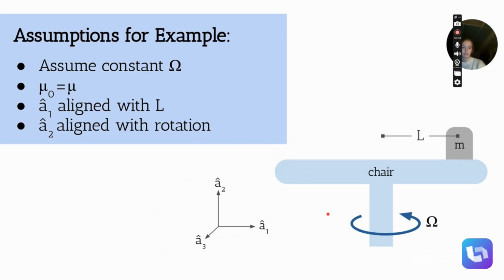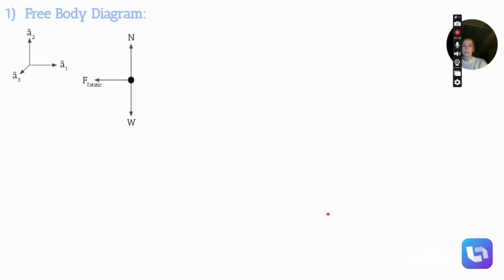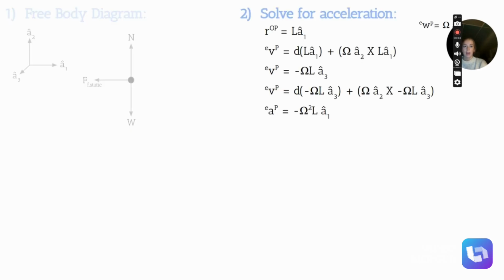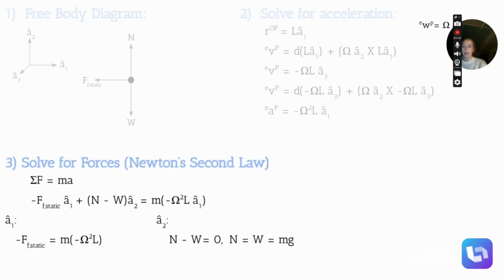So first, to solve this, we'll use a free body diagram to model the forces, and then we'll solve for acceleration using the BKE. And finally, we'll solve for forces using Newton's second law and isolating the components into their respective a hat 1 and a hat 2 directions.